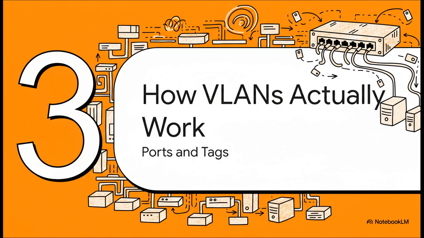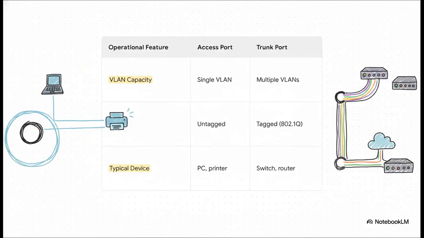Now let's get into the how. How does this magic actually work? Well, it all comes down to two key concepts: ports and tags. This is absolutely fundamental. You've got two main flavors of ports. First, the access port. Think of this like the driveway to a single house. It belongs to one and only one VLAN. It's where you plug in your PCs, printers, you name it. Then you have the trunk port. The trunk is the multi-lane superhighway that connects all your different neighborhoods, or VLANs, together. It's how your switches talk to each other.